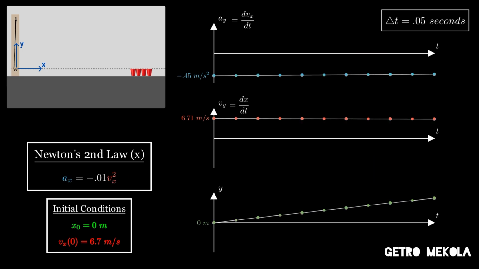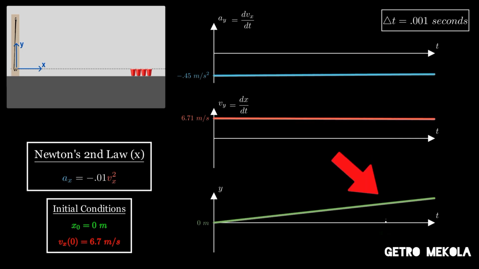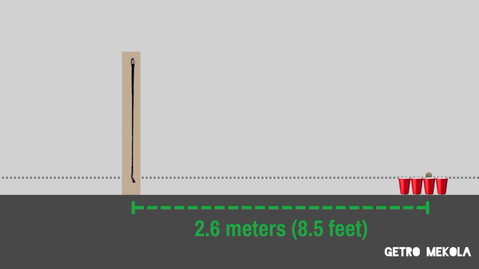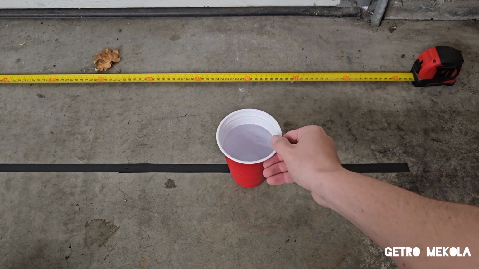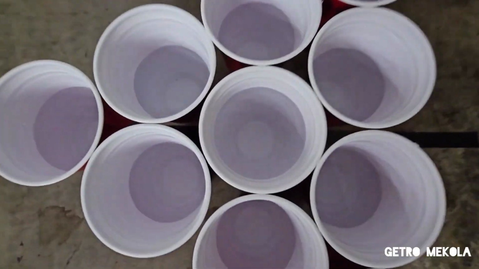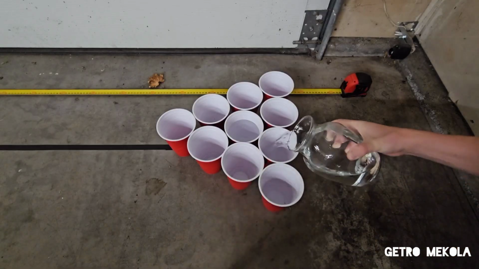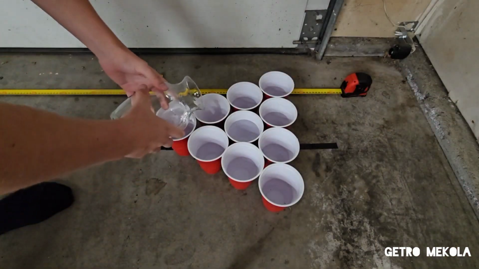Lastly, decreasing the step size to refine it, and you can see that after 0.39 seconds, the ball will have traveled 2.6 meters or 8.5 feet. So that's how the distance was approximated, and this center cup was placed accordingly. I filled up these cups with water to hopefully get the ball to land and stay in one of the cups without knocking them all over.